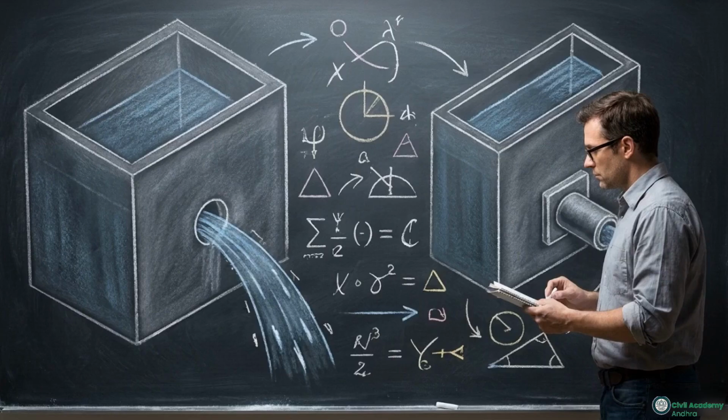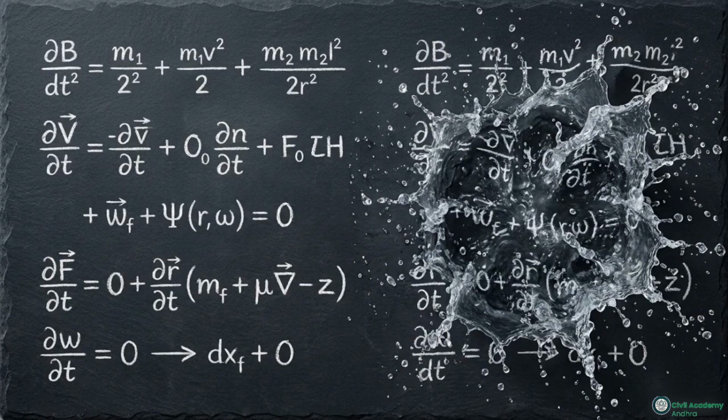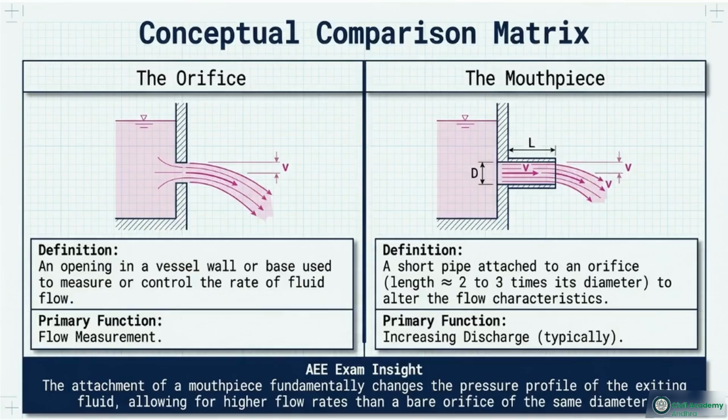To pass the AEE exam's fluid mechanics section, mastering the pure equations is only the first step. The real challenge is understanding where that perfect theoretical math collides with physical fluid friction. To see how this works, we have to analyze two specific flow control devices, the orifice and the mouthpiece.